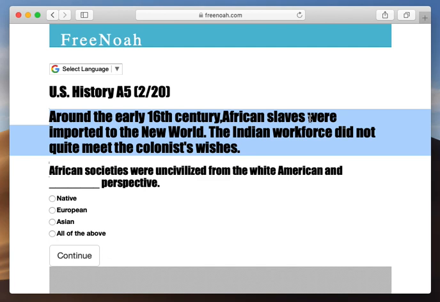So around the early 16th century, African slaves were imported to the New World. The Indian workforce did not quite meet the colonists' wishes. Once again, Indians and Africans were all seen as savages from the European perspective, but that is truly not the case, because both Pueblo Indians and other local natives had strong language, could effectively communicate with each other, and had great knowledge of agricultural areas. African slaves held great political structure back home in Africa, but when they were captured by the Spanish Empire, the Pueblo Indians were seen as savages.